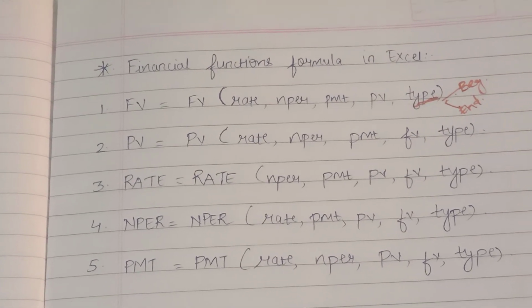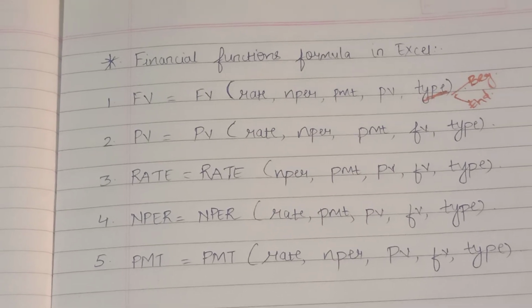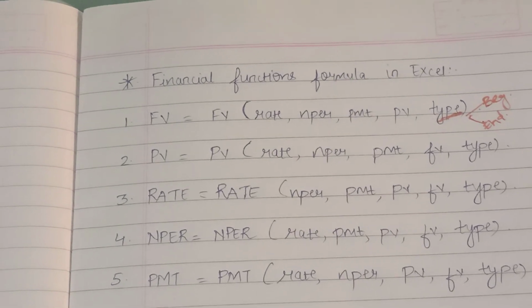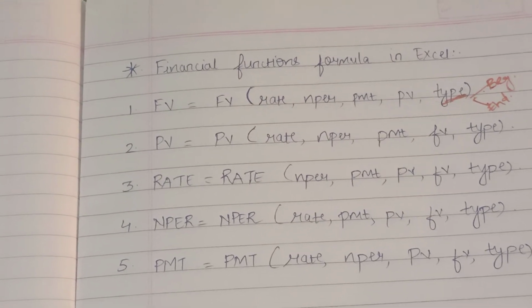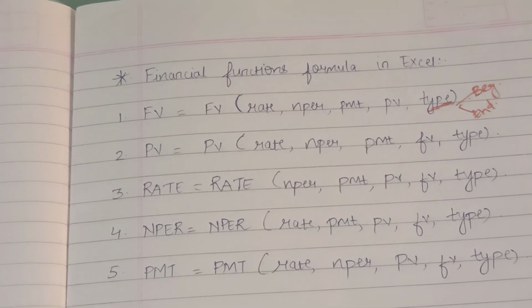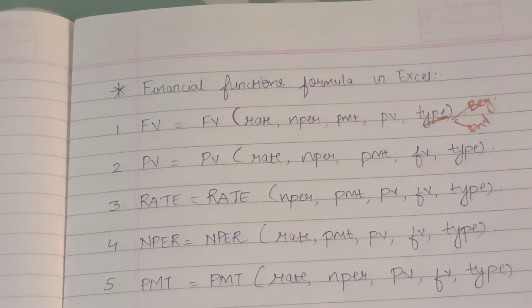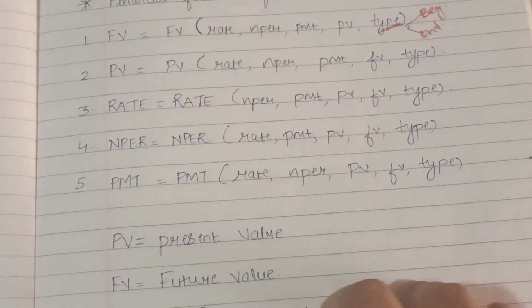So in short, in all the 5 formulas, if you have the 3 values, then also you can find the future value, present value, rate, NPR, PMT. These are the formulas in Excel. So we'll see more things.